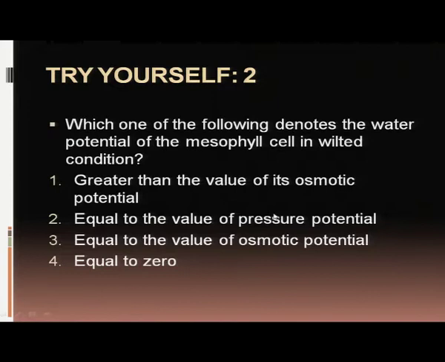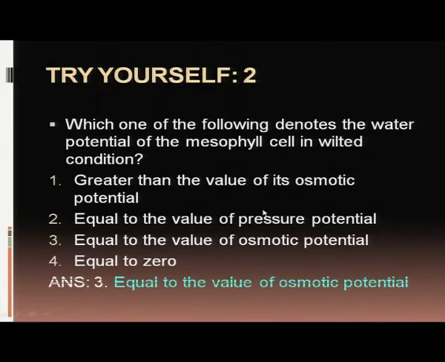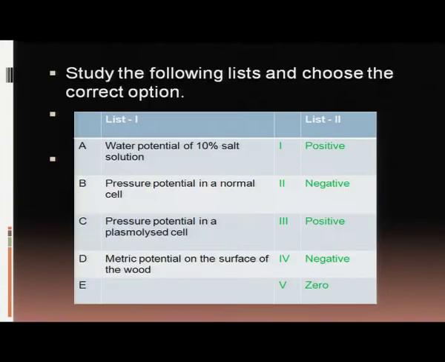Second question: which of the following denotes the water potential of the mesophyll cell in wilted condition? Now, in wilted condition, all the water has moved out from the cells. So, what should be the water potential of a cell where all the water has moved out? The answer is that it should be equal to the value of its osmotic potential, that is, the solute potential.